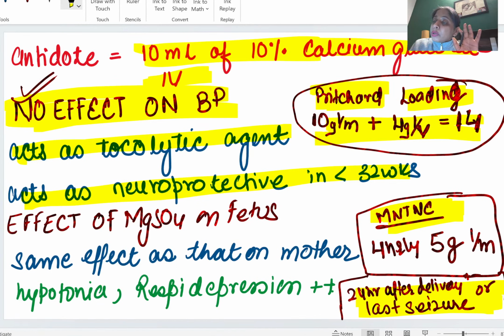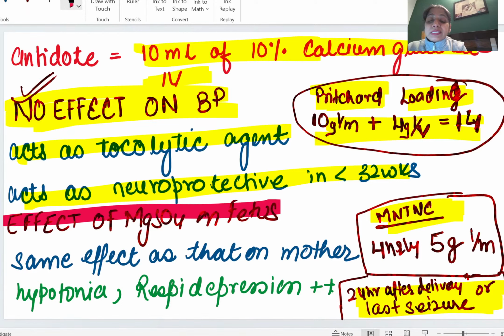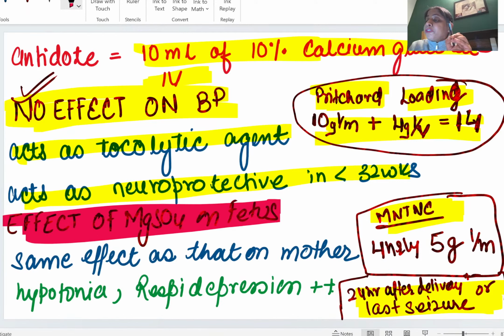Because they know that you all know the loading dose of magnesium sulfate, the next question they will make on the maintenance dose. And since you all know the fact that magnesium sulfate has no effect on BP, they are asking what is the effect of magnesium sulfate on the fetus.